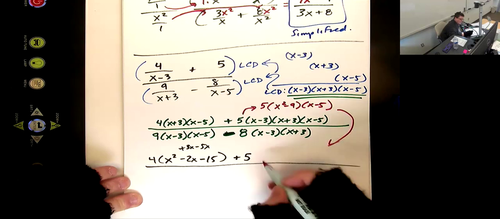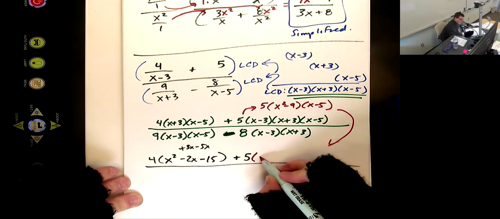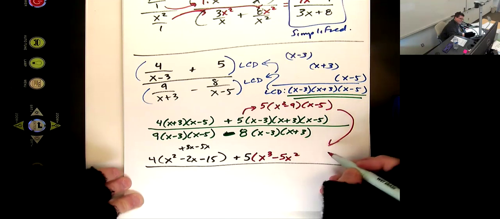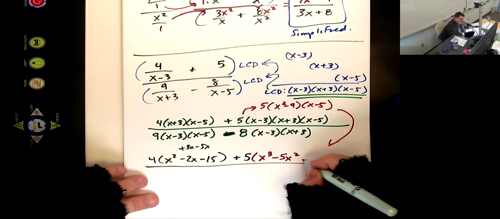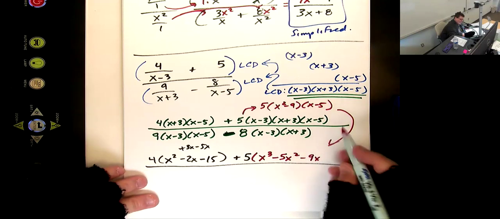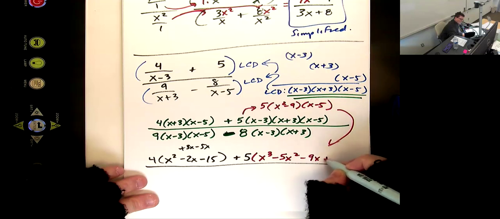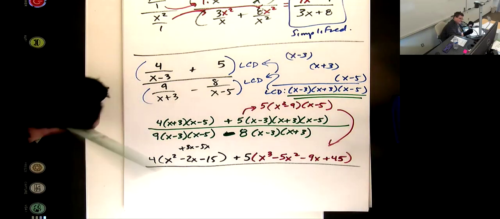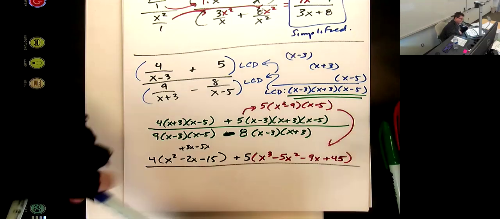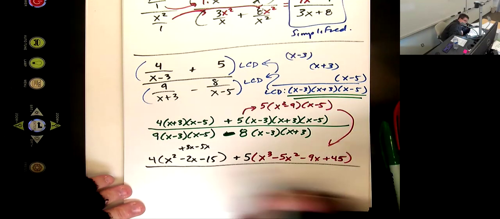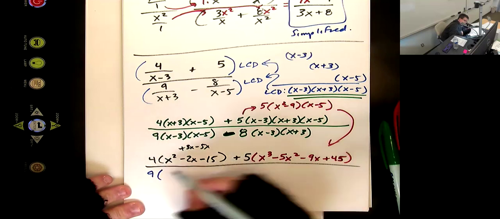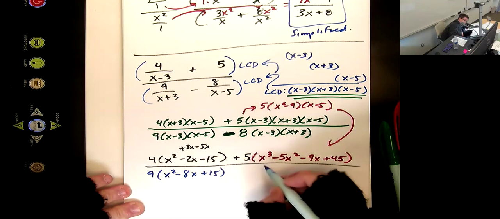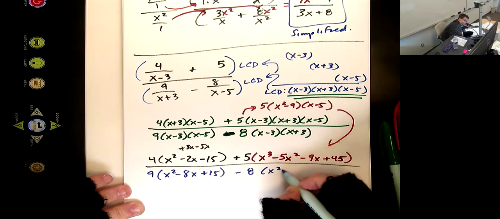And now when I come down here, I'll multiply that out. X squared times x is x cubed. X squared times -5 is -5x squared. -9 times x is -9x. And -9 times -5 is positive 45. There's a lot going on there. If I do this down here, I should get x squared minus 8x plus 15. And that's x squared minus 9.